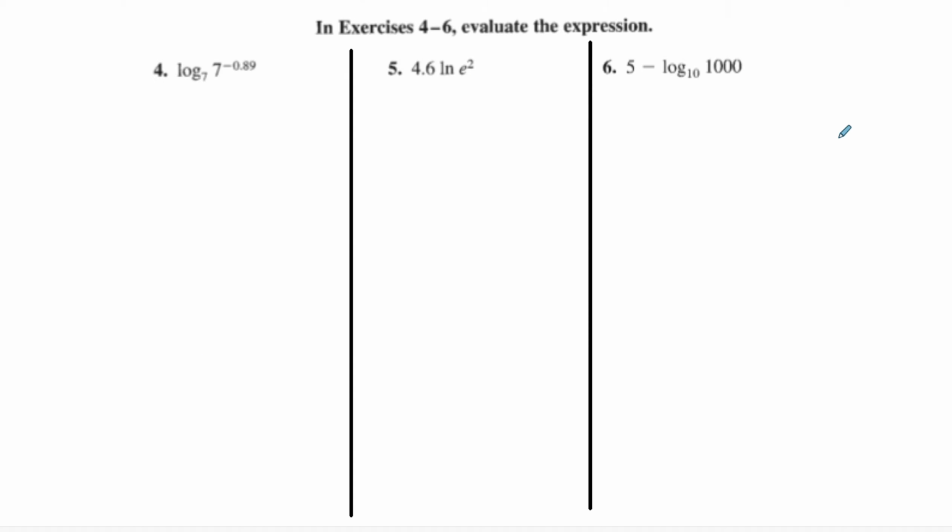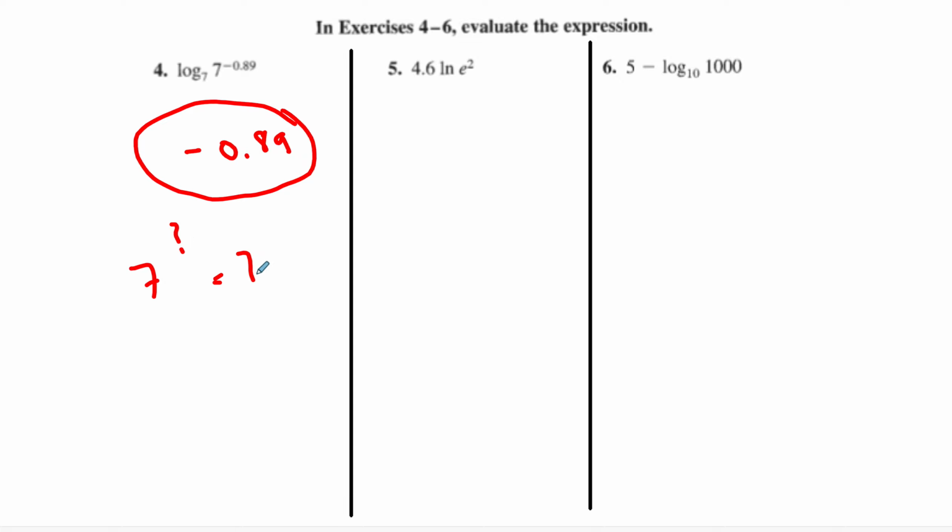All right, evaluate the expression. Don't blink, this is going to go quickly. Log base 7 and 7 to a power are inverses. Composed, they cancel, so the answer is negative 0.89. Or, 7 to what power equals 7 to the negative 0.89? That is, I could say this equals question mark, right?